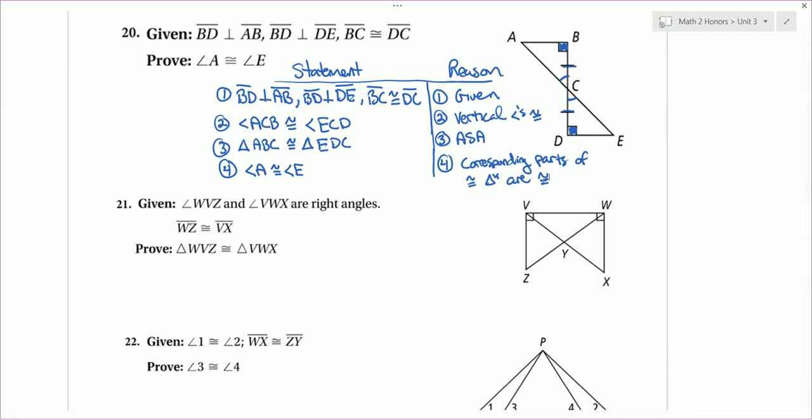We have another proof. Given angle, well, let's write those givens. So we have our statement. So angle WVZ and VWX are right angles.